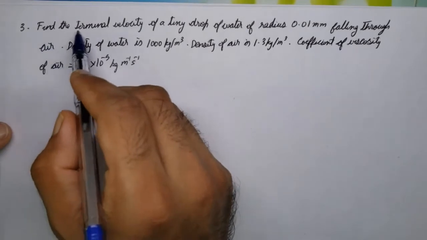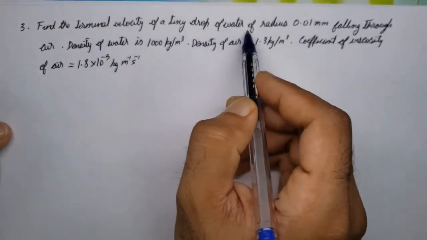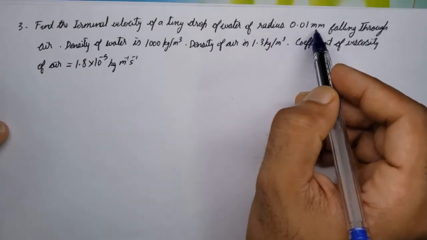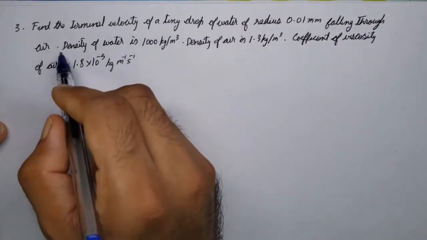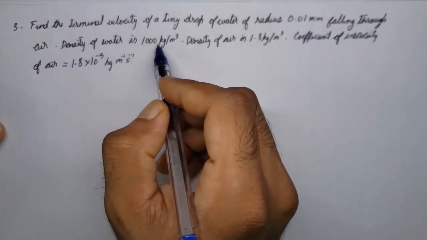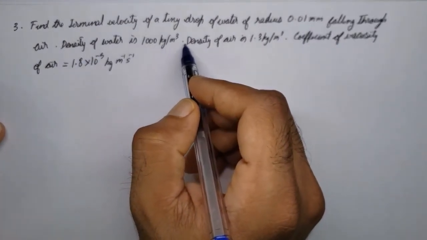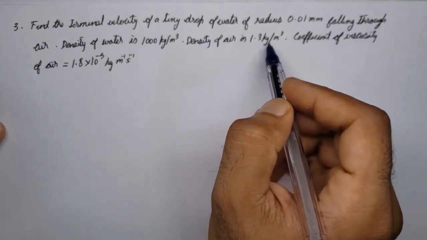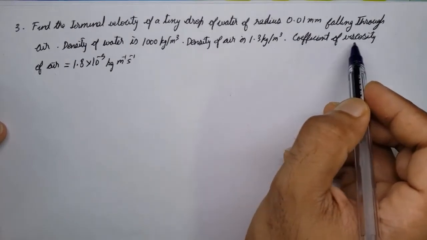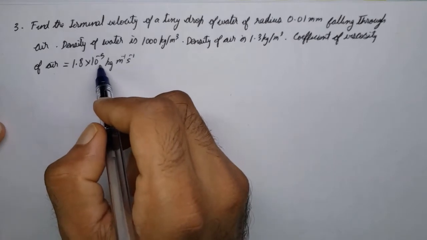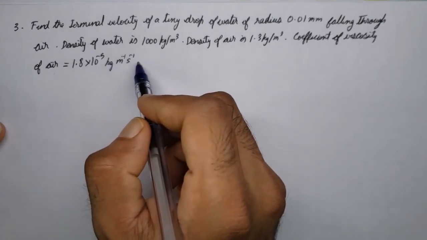Question number 3. Find the terminal velocity of a tiny drop of water of radius 0.01 millimeter falling through air. Density of water is 1000 kg per meter cube. Density of air is 1.3 kg per meter cube. Coefficient of viscosity of air is given as 1.8 into 10 power minus 5 kg per meter per second.